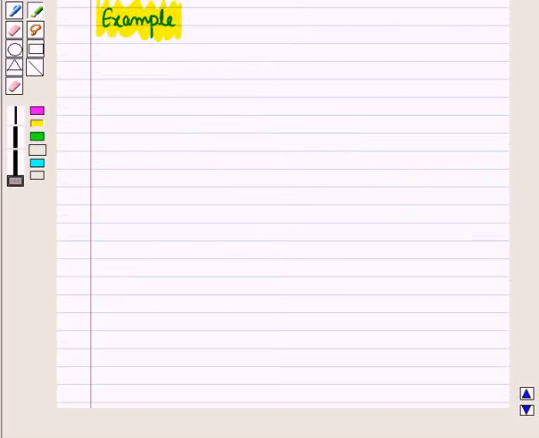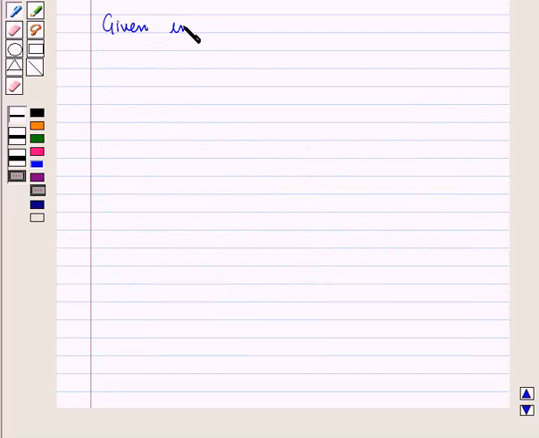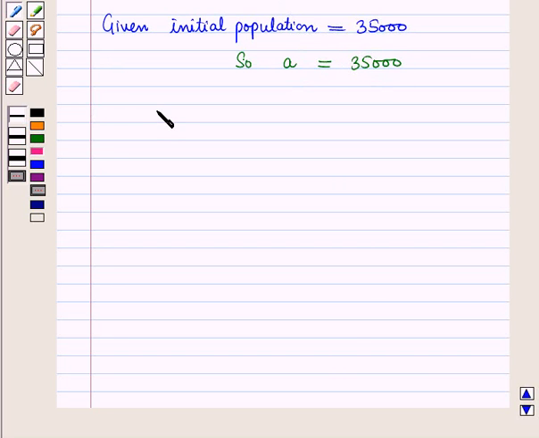Now let us see one example. Now in this example, we have to write a function that models the population of Smithville, a town that in 2003 was estimated to have 35,000 people, that increases by 2.4% every year. Describe a reasonable way to use a function to predict future population in Smithville. Now we are given the initial population as 35,000, that is, here a is equal to 35,000. It is said that the population increases by 2.4% every year.